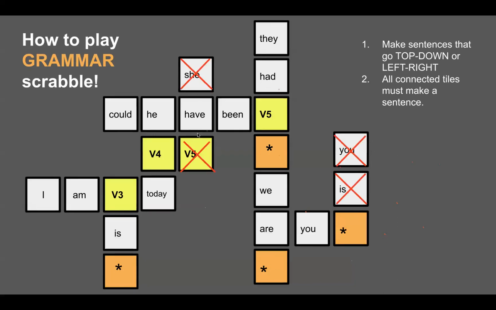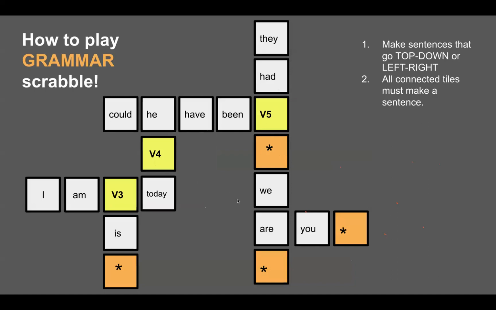We can't say she have. We can't say V4, V5. So we would remove those, and this would be our final grammar Scrabble that we check with the students. So I am 1, 2, 3, 4, 5, 6, 7, 8, 9, 10, 11, 12, 13, 14. Looks like about 17 points for this team.